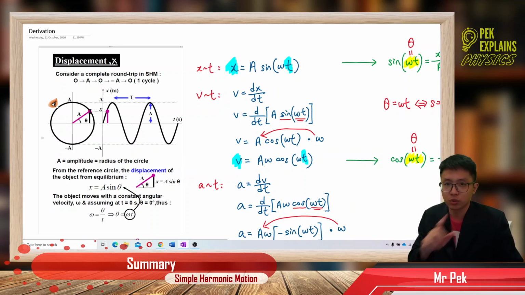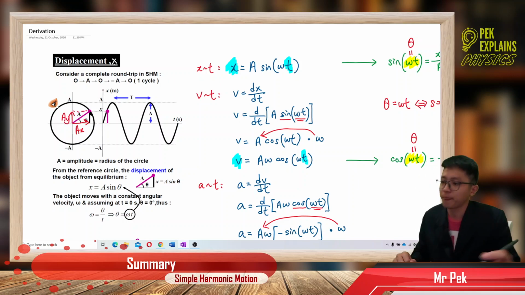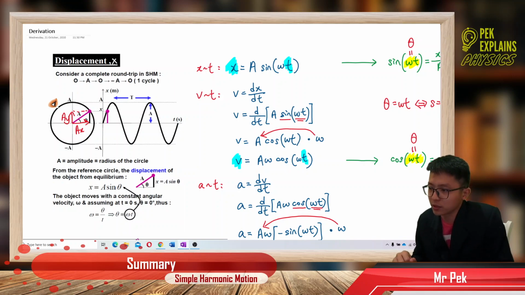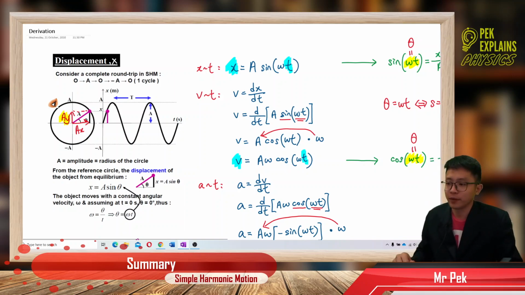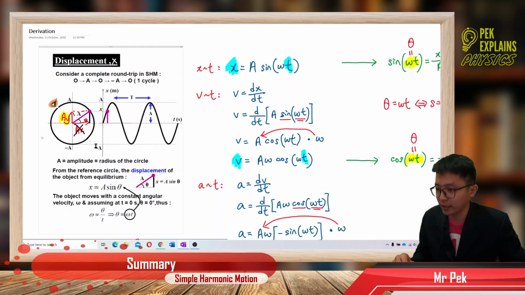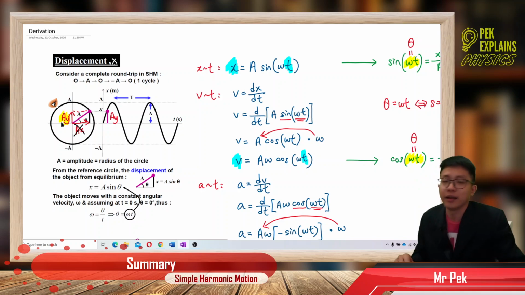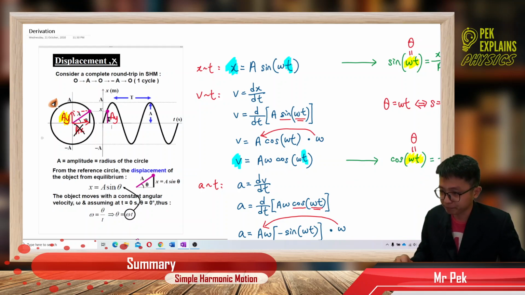This A has two components, AX and AY. What we consider is only the AY. We don't consider the AX. This is the AY. The component that forms the sine graph is the AY.